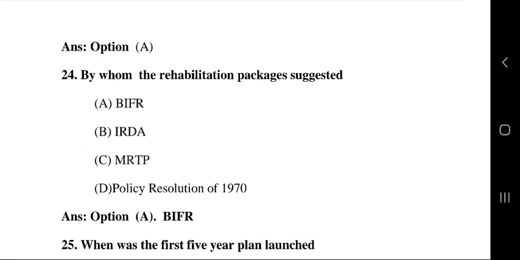By whom are the rehabilitation packages suggested? Options are BIFR, IRTA, MRTP and Policy Resolution 1970. Option A is the answer, BIFR, Board for Industrial and Financial Reconstruction. That's an agency of the Government of India which determines the sickness of industrial companies.